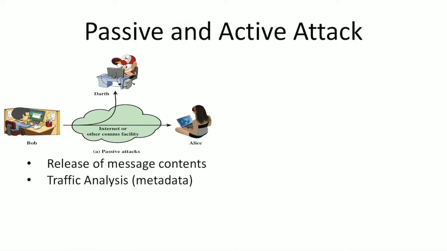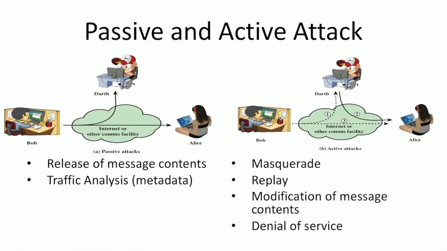Passive attacks are difficult to detect because they do not involve any alteration of data, but they can be prevented. Active attacks involve some modification of the data stream or the creation of false data stream. They can be subdivided into 4 categories, as shown here: masquerade, replay, modification of message contents, and denial of service.